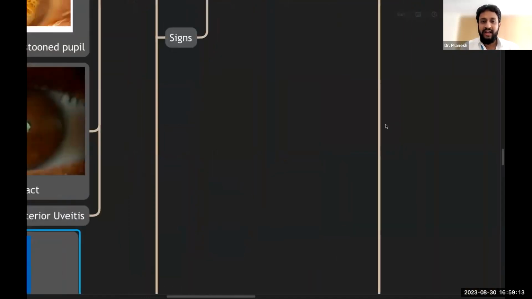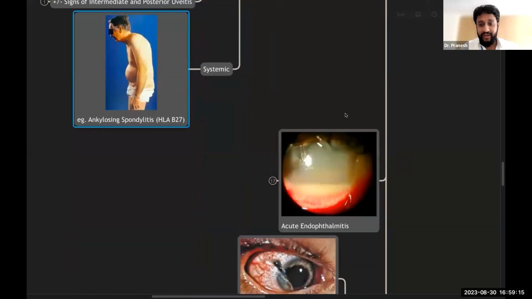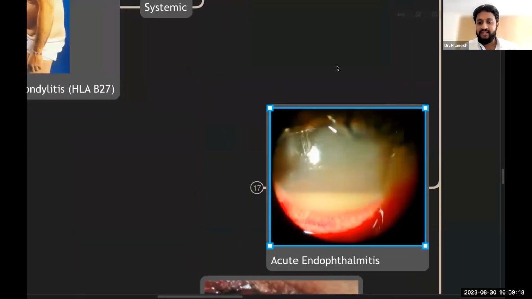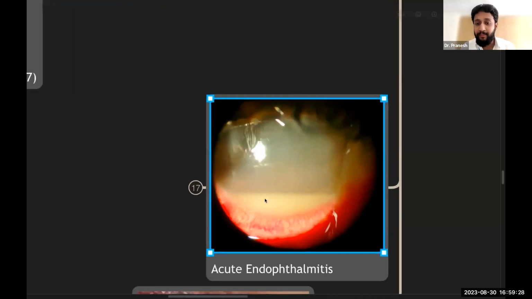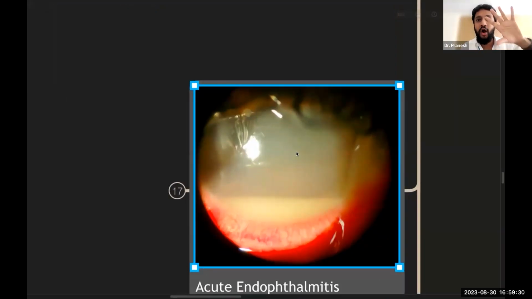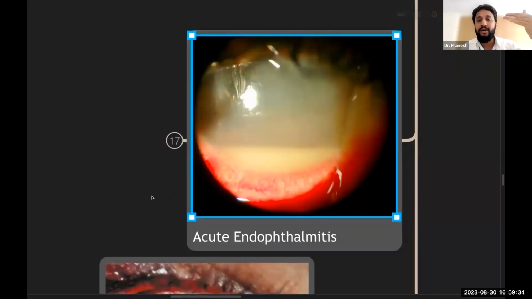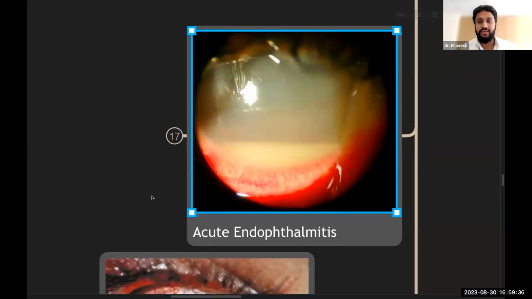All right, now that's to do with the uveitis. Endophthalmitis, needless to say, is a burning issue. All of us should know the importance of endophthalmitis. Ask for history of any cataract surgeries done. The patient will have hypopyon, like I said. The patient will not have a corneal ulcer, but they can have a corneal edema. Also look for any posterior chamber IOL status for the patient.